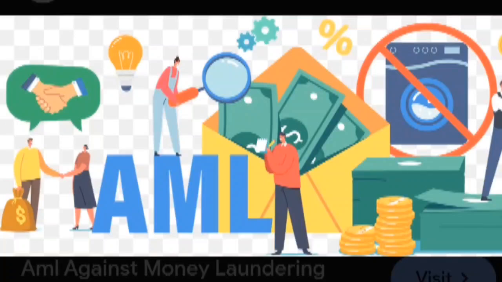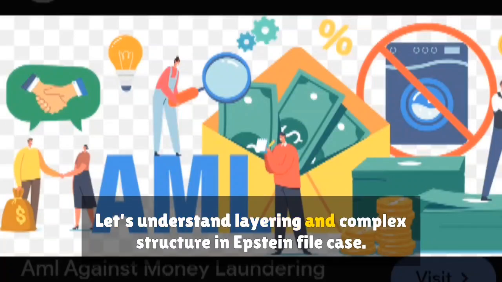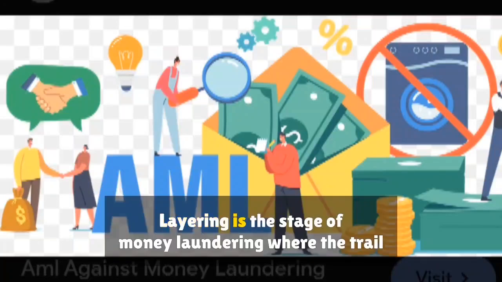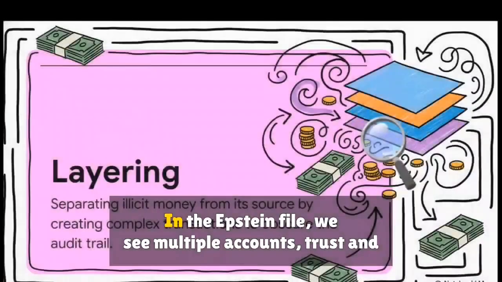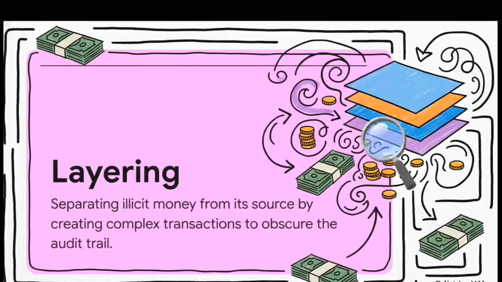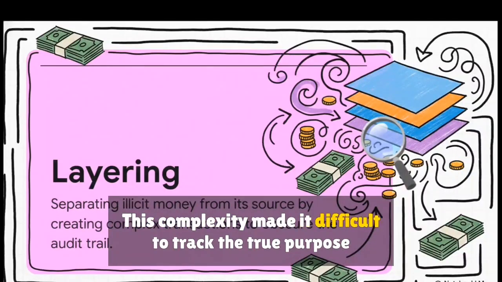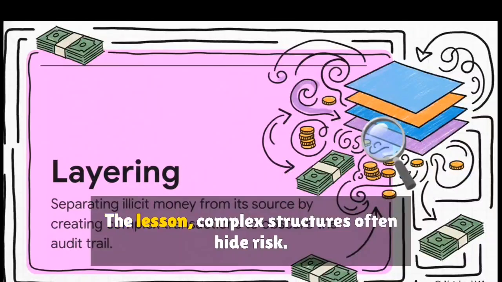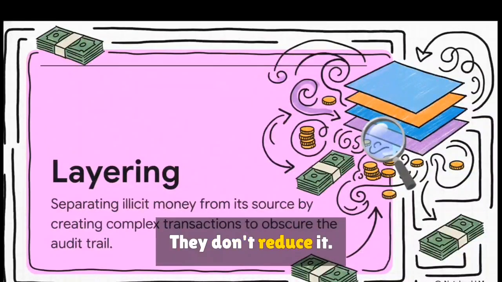Let's understand layering and complex structure in Epstein file case. Layering is the stage of money laundering where the trail is hidden. In the Epstein file, we see multiple accounts, trusts and legal entities, payments routed through intermediaries. This complexity made it difficult to track the true purpose of transactions. The lesson: complex structures often hide risk, they don't reduce it.